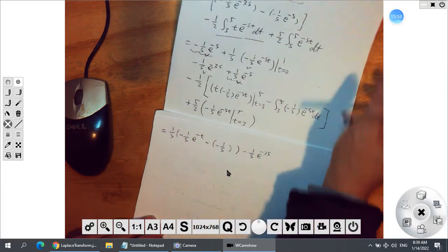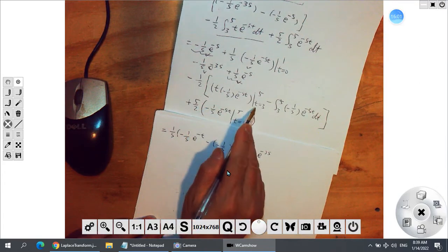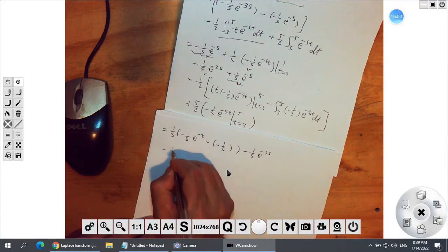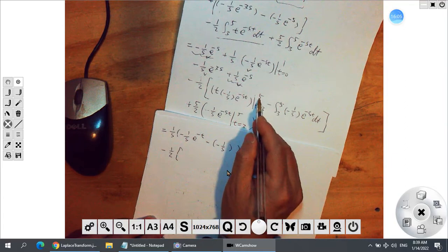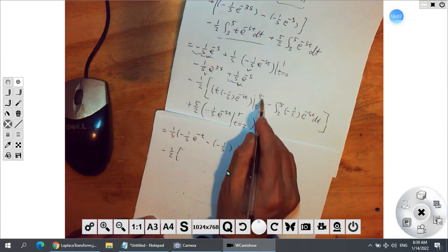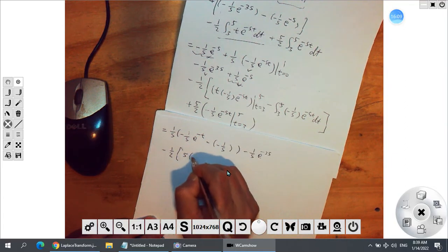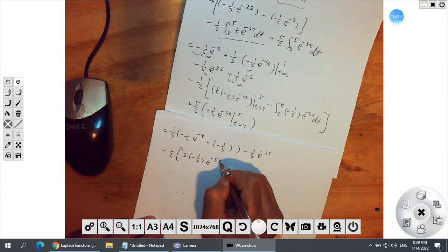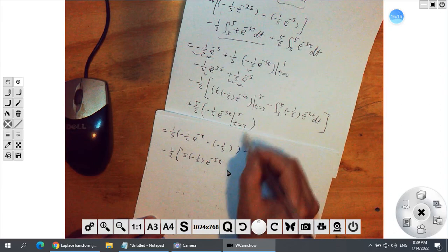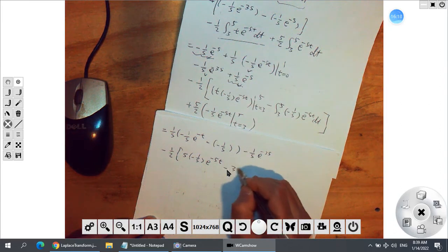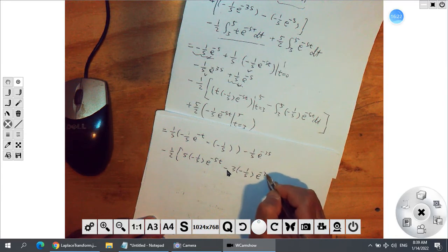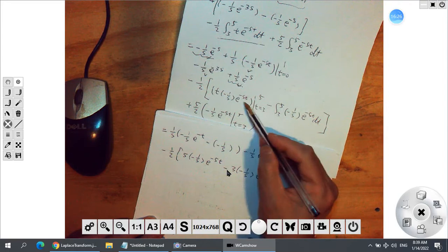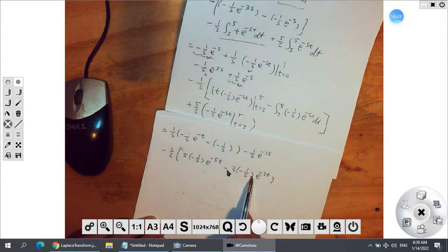And okay, this one I can plug in the value. Minus 1 half. 5, first one. Top value is 5. So 5 times negative 1 over s and e to the negative 5t. Then minus 3 of negative 1 over s e to the negative 3t. Alright, so this is this one, this two.